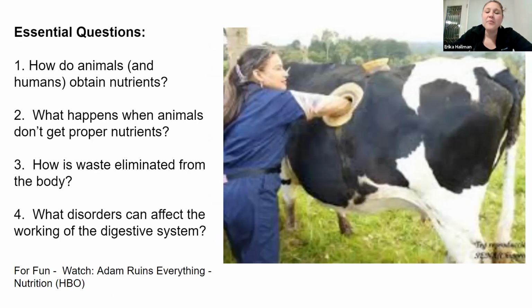The picture that you see of the woman with her hand in the cow is actually in a veterinary clinic. This is a common procedure that's done in a lot of vet clinics. This is called a fistulated cow. And what this means is that cows have a couple stomachs. They have 4 stomachs, and the first stomach is called the rumen. And what this lady is doing is putting her hand through an opening that was surgically embedded into the rumen of a cow.